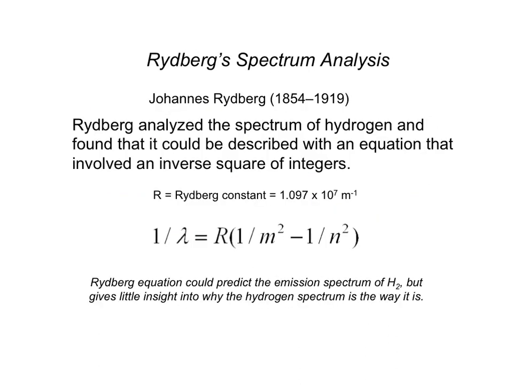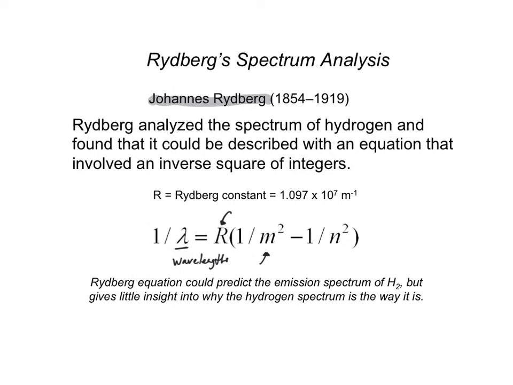So the first person to try to model the actual emission spectrum of hydrogen was someone named Johannes Rydberg, right? And so he developed a mathematical model that is called the Rydberg equation, where he tried to determine the various wavelengths of light for the hydrogen spectrum, given this constant, which is called the Rydberg constant, and then this difference of the inverse square of integers, okay?